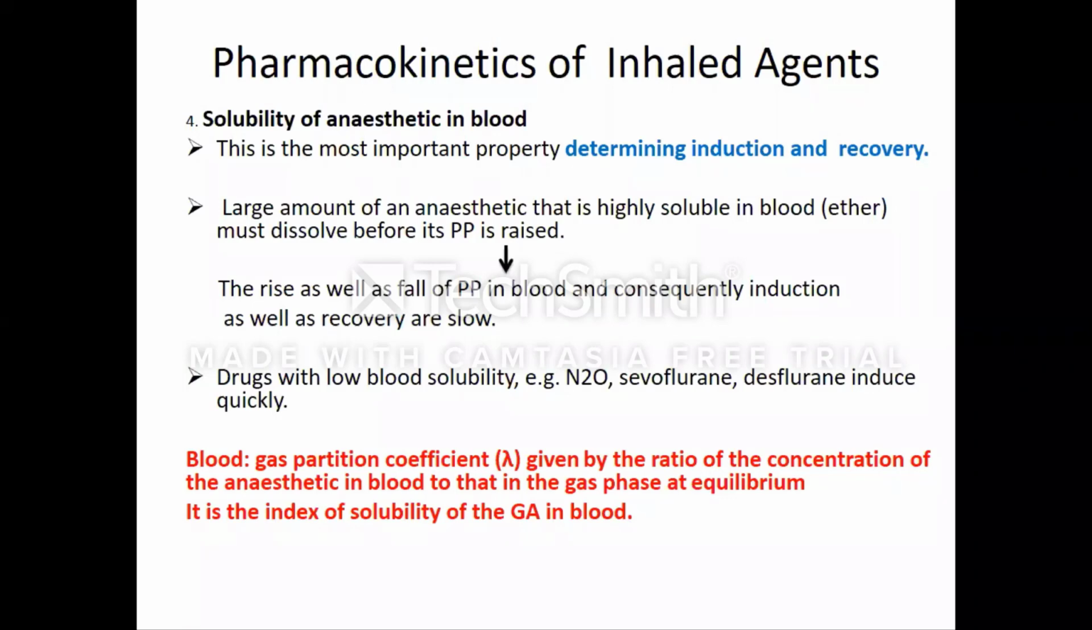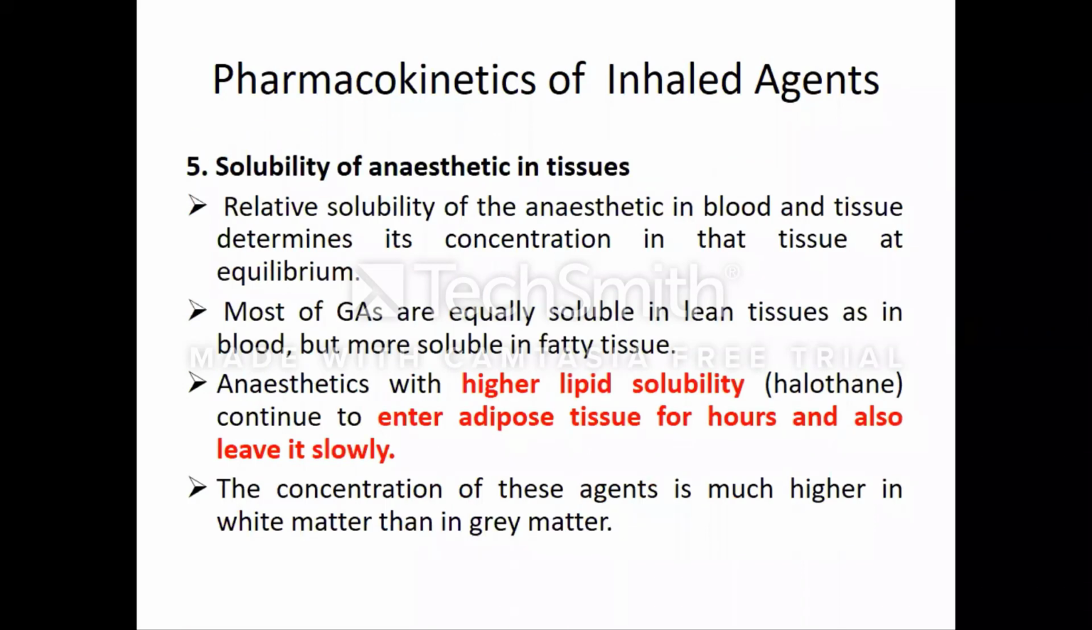So in that case, what becomes important is the blood gas partition coefficient. This is usually given by the ratio of the concentration of the anesthetic in the blood to the concentration of the anesthetic in the gas phase at equilibrium. So I was talking about the blood gas partition coefficient, which is the ratio of the concentration of anesthetic in blood to that in the gas. Once you know that, you can easily determine whether the induction is going to be quick or slow.